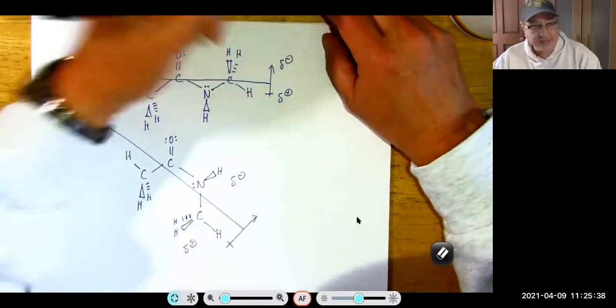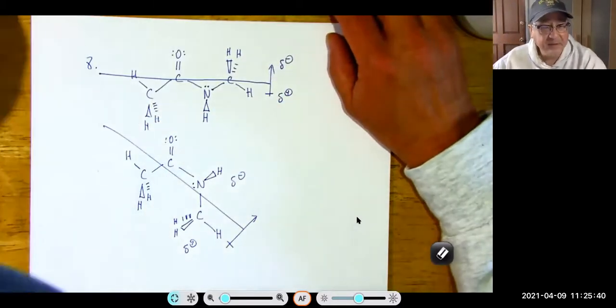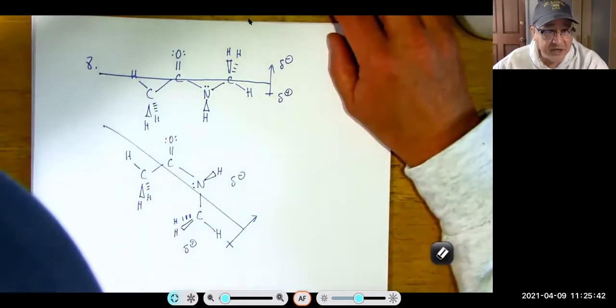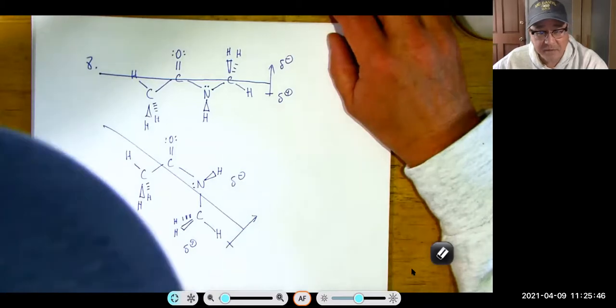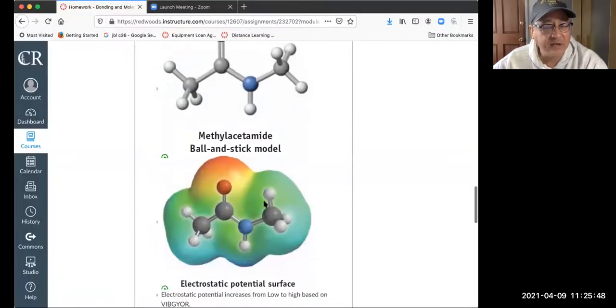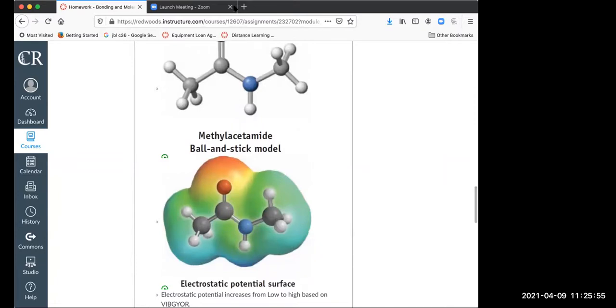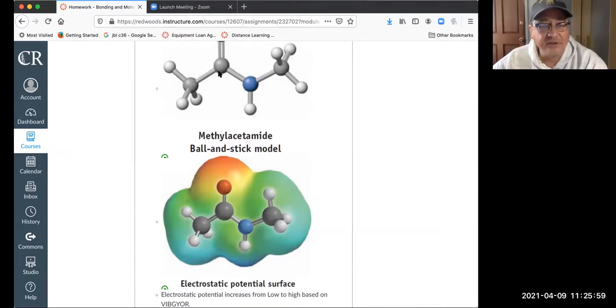So if you look at the electrostatic map, I'm going to do a change share. So do you see the electrostatic map here with the red where the oxygen is? That means negative. Now I'm going to do a change share. I'm hoping I resumed recording. Do you know if I did?